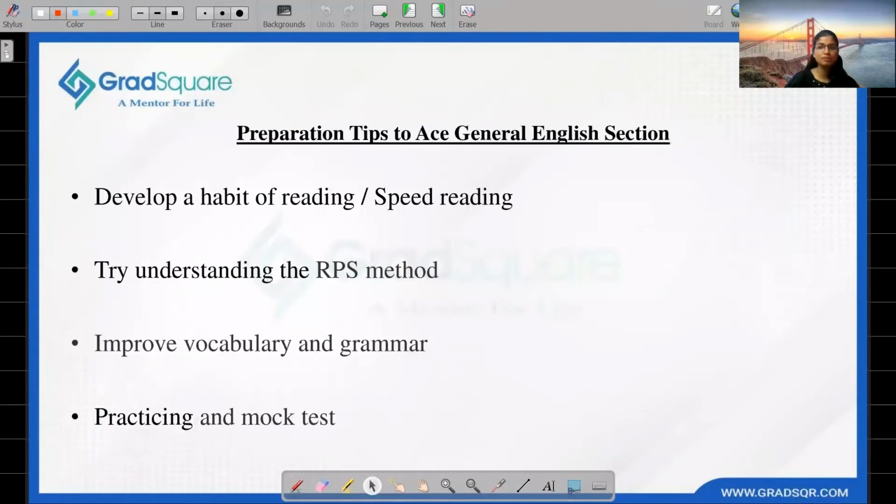So let's move on to the preparation tips to ace the General English section. Develop a strong reading habit, because reading extensively will give you an edge. Make sure you read extensively across various genres to expand your vocabulary and improve your comprehension skills. Reading comprehension will take center stage in this section. You'll have to practice reading timed passages to enhance your speed reading skills, because you'll have only 60 minutes to deal with 60 questions. So it's important to read very quickly.